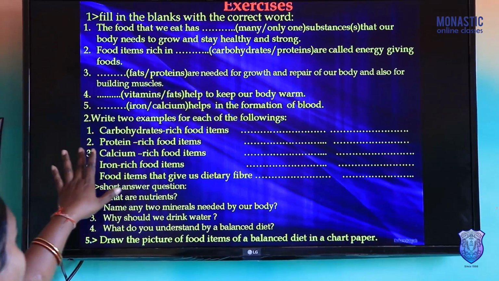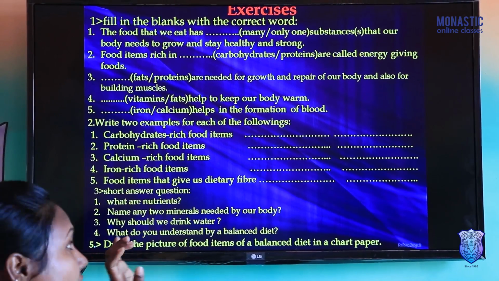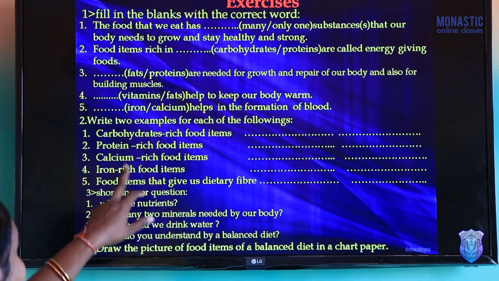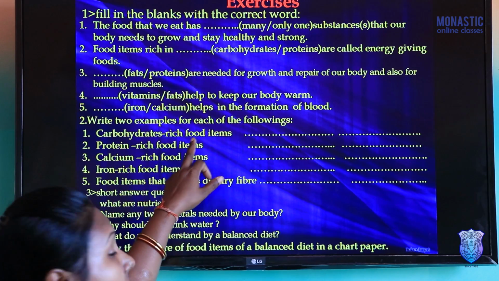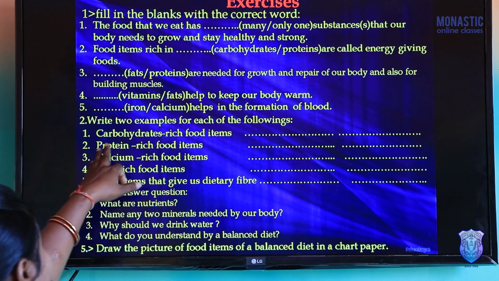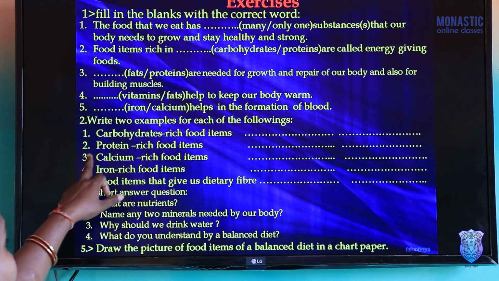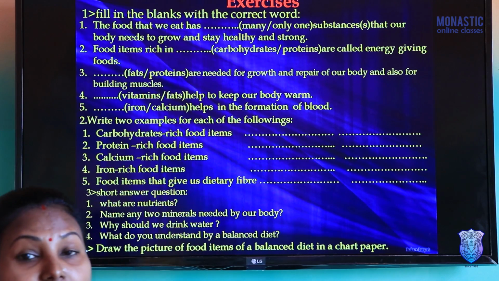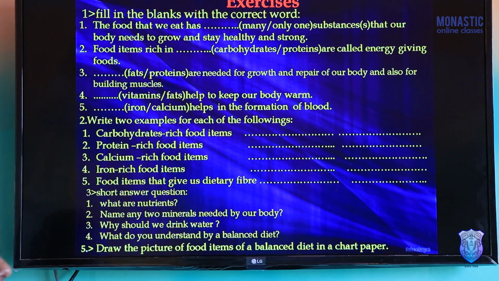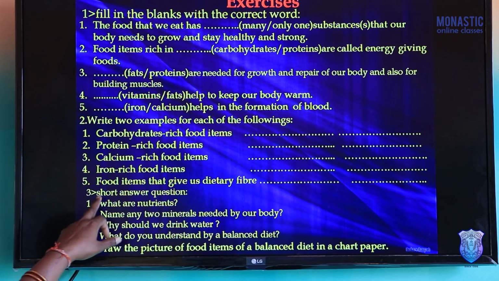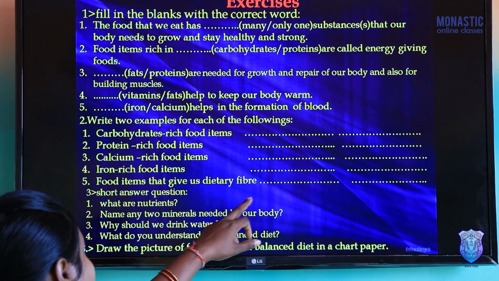Next, you have to write two examples of each of the following. Write two examples of carbohydrate rich food items. Number 2, protein rich food items; write two examples of protein food items. Number 4, iron rich food items. Number 5, food items that give us dietary fiber.